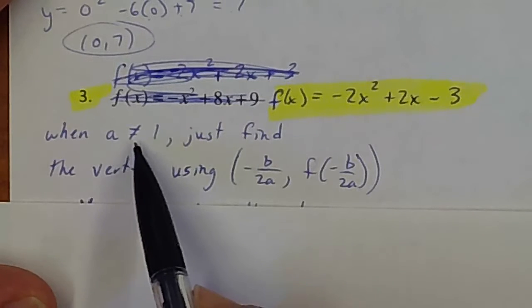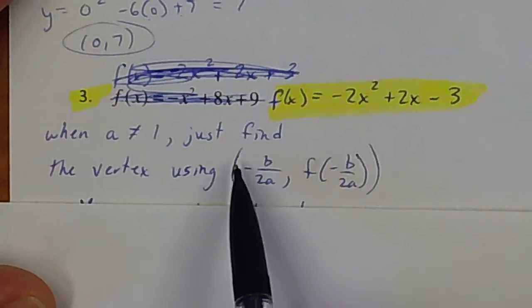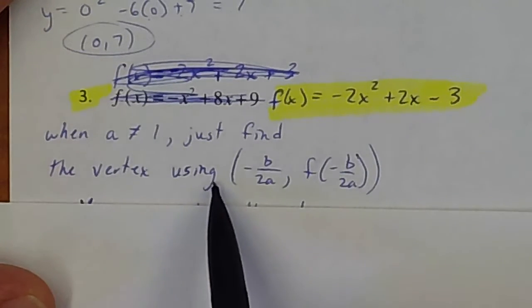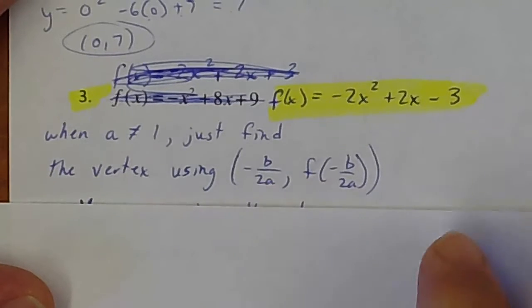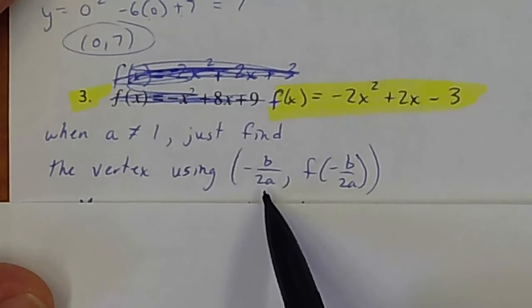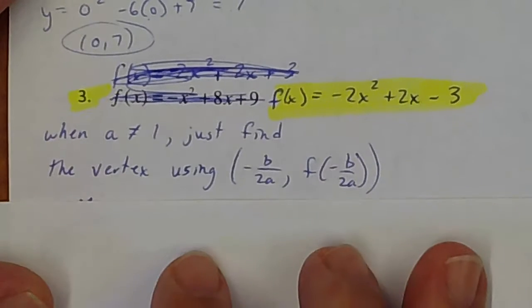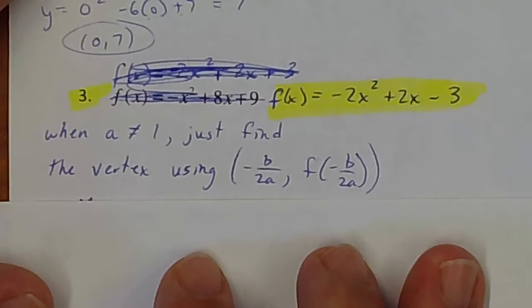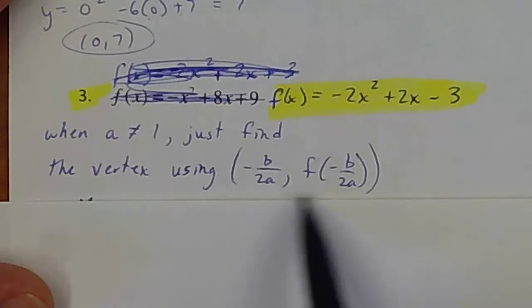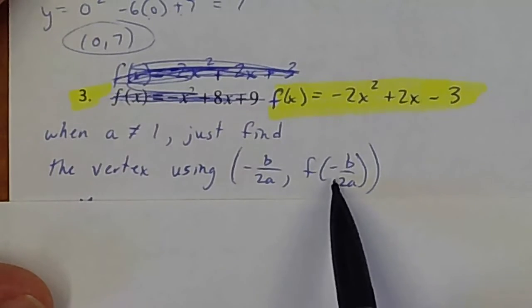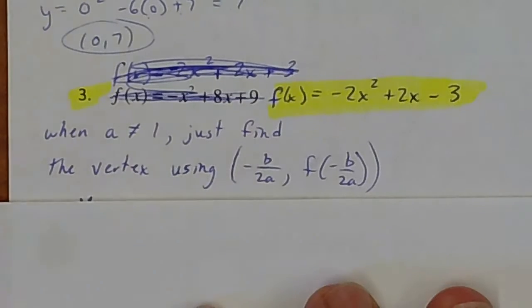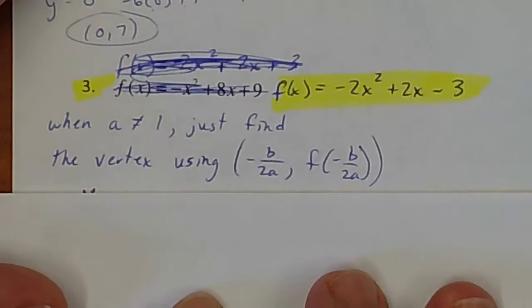When a is not 1, just find the vertex using Tuesday's method that we went over. Opposite of b over 2a. Then once you get it, plug it in the function. On your next quiz, I'll probably have that up on the board or on your quiz, and then the quad formula. So if you're worried about memorizing those, I'll have that ready for you.